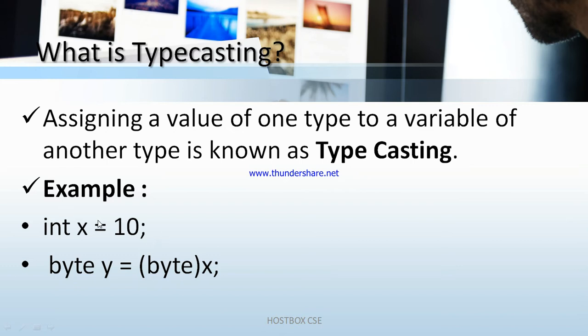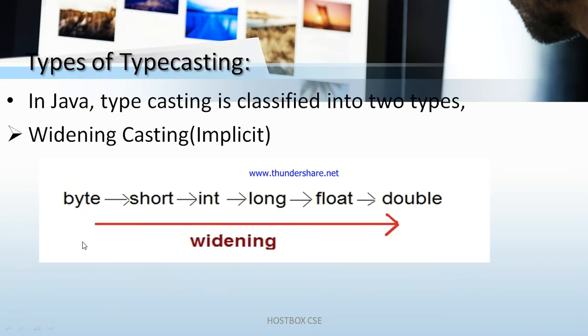For example, I am declaring int x equal 10. In another statement I am giving byte y is equal to byte of x. That means the x value will be converted to y and understood by the compiler and executed. If you write byte y is equal to x, it will give a compilation error. Instead, by making byte of x, the value is converted to byte and printed. Let's go for a small example.